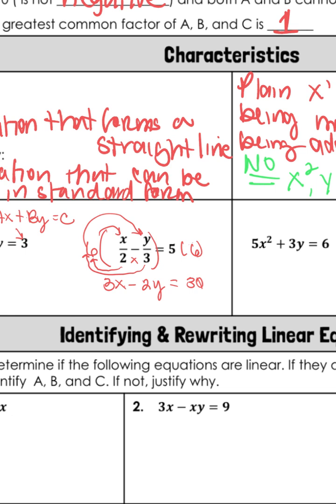Now you can determine what A, B, and C are. So A would be 3. B would be -2 because the subtraction sign makes what follows it negative. And C would be 30.